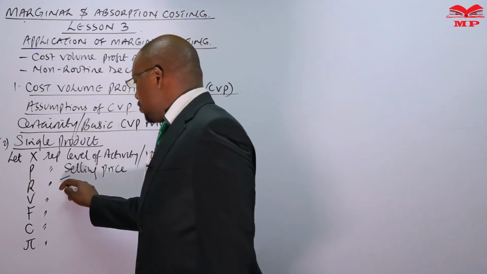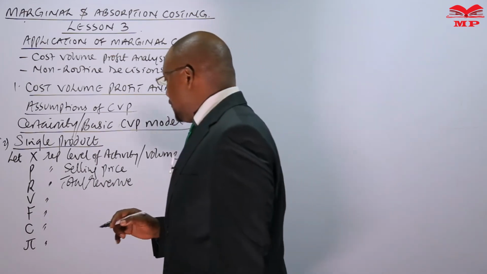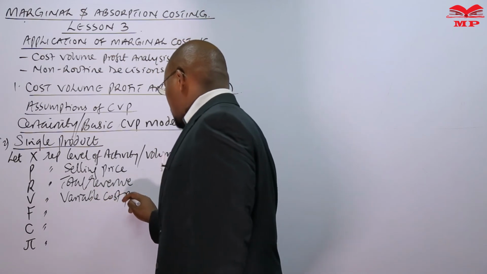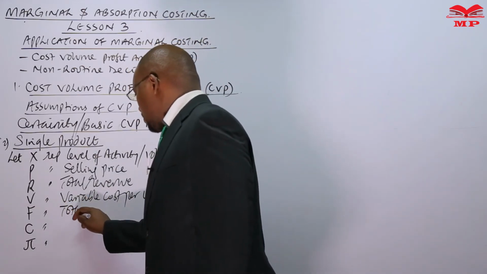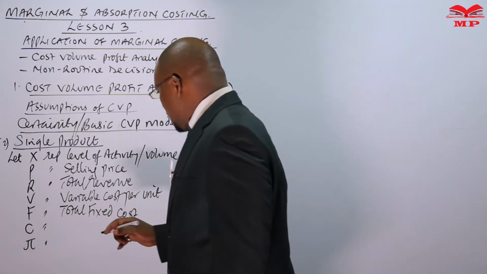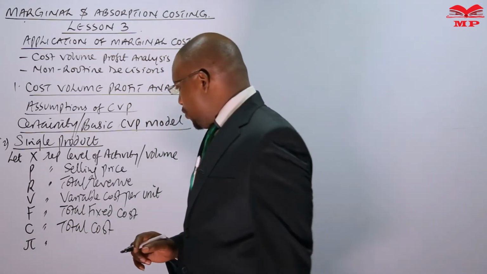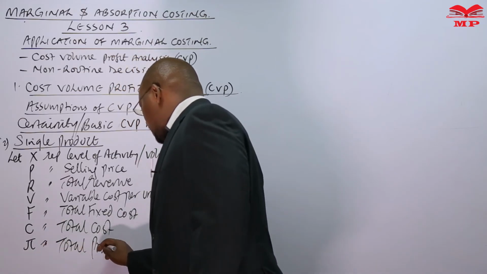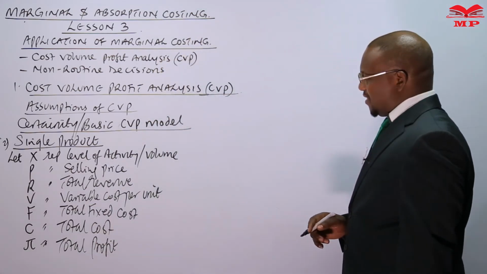R representing total revenue. V representing variable cost per unit. F representing total fixed cost. C representing total cost. While pi representing total profit.